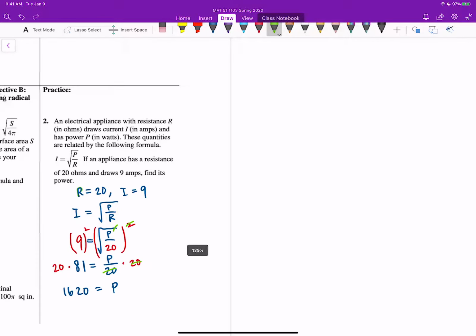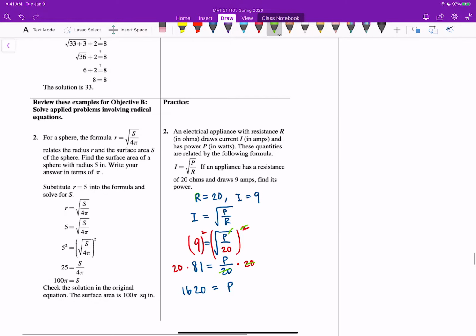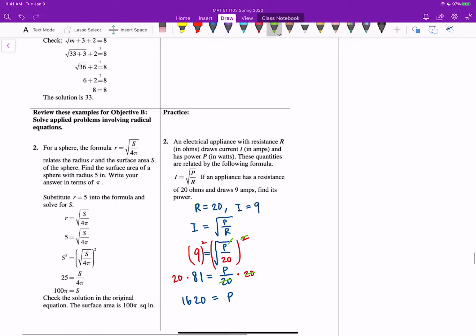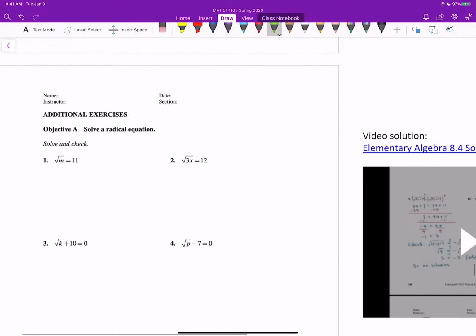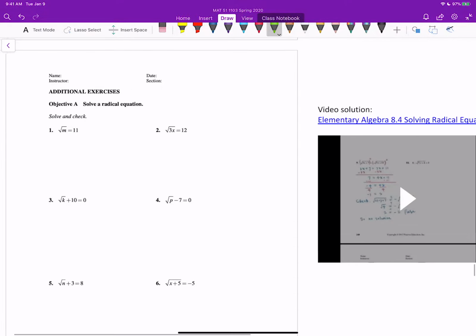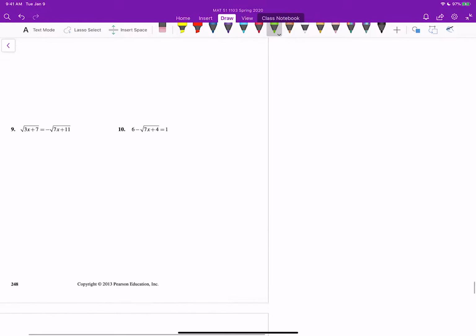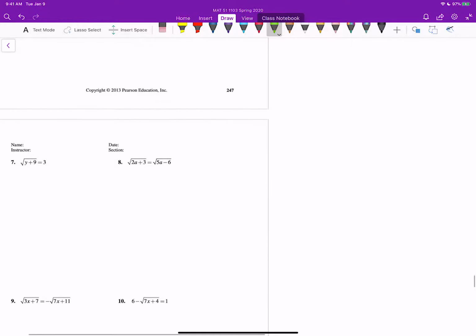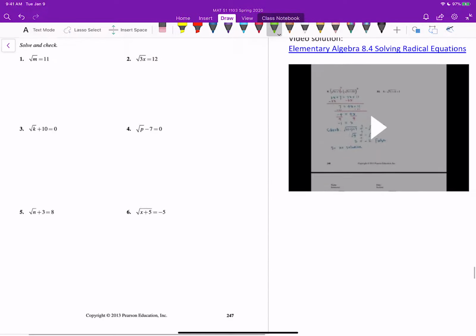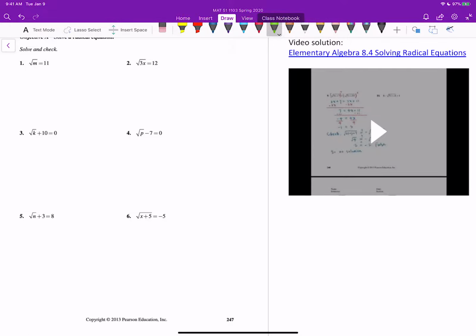And that's pretty much 8.4. It's a very short session on solving radical equations. For your homework, I have another video which talks about all the odd numbers in your exercises, and it covers more complicated problems, like problems that have more than one radical part. Make sure you watch that if you encounter any problems like that.